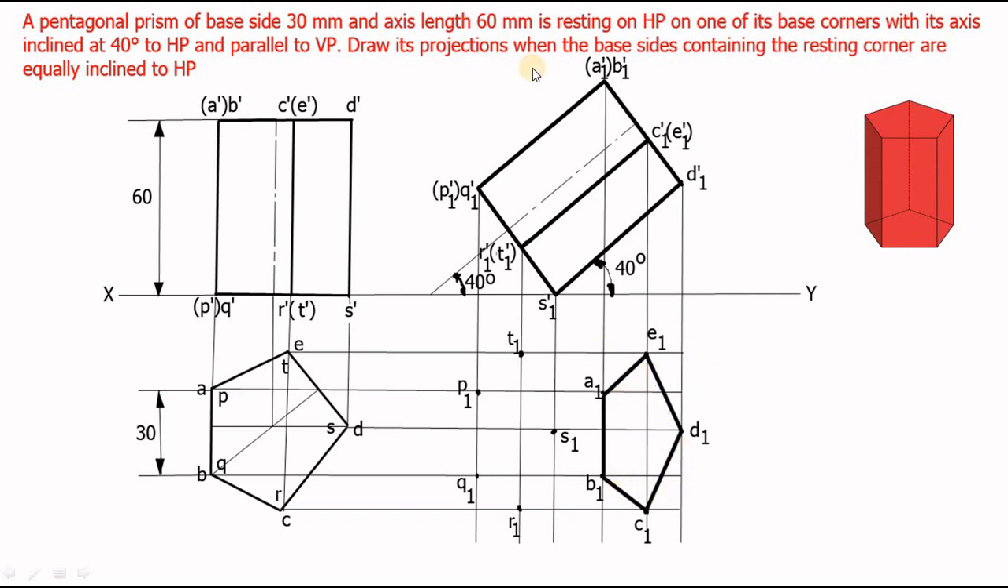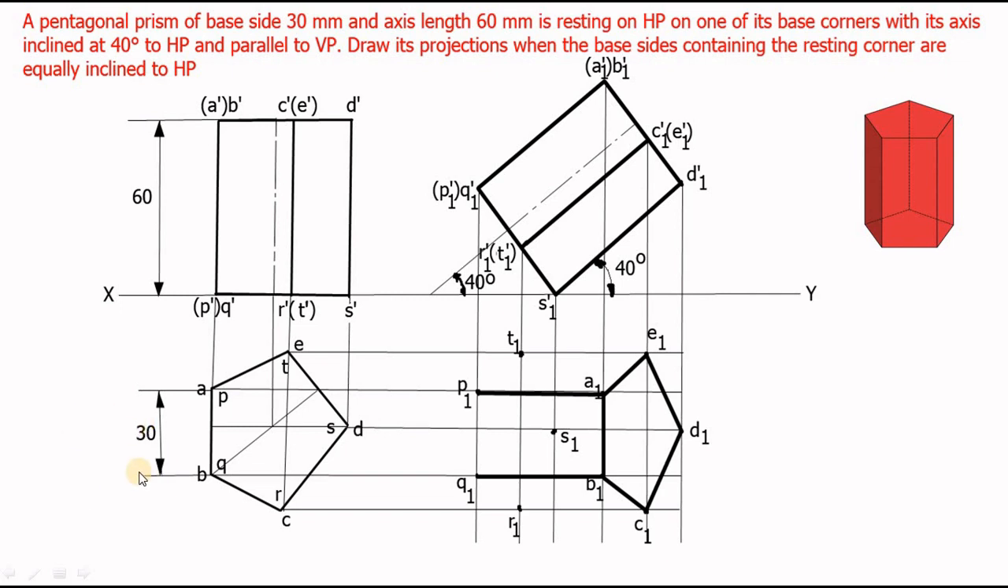Clear? Similarly, when you see from top, this longer edge, that is P1 dash and A1 dash, Q1 dash and B1 dash, these two will be the longer edge. Okay, so P1 dash, A1 dash, Q1 dash and B1 dash. So these will be visible. So you can draw this line as visible line. Clear? Then we can come here to set the remaining edges.